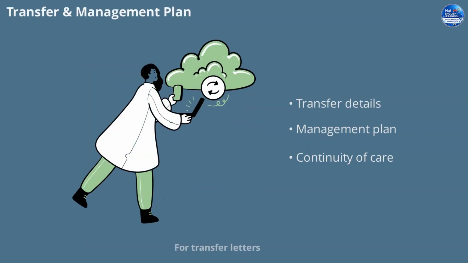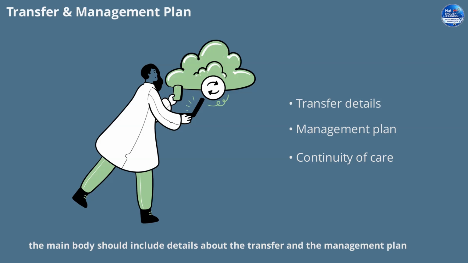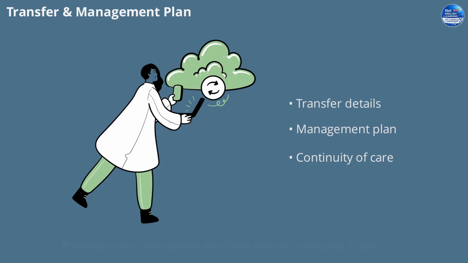For transfer letters, the main body should include details about the transfer and the management plan. This section outlines any specific requirements for patient management and ensures that the receiving team is prepared. For example, the patient requires ongoing monitoring for blood pressure and regular medication adjustments. Providing a clear management plan helps maintain continuity of care.